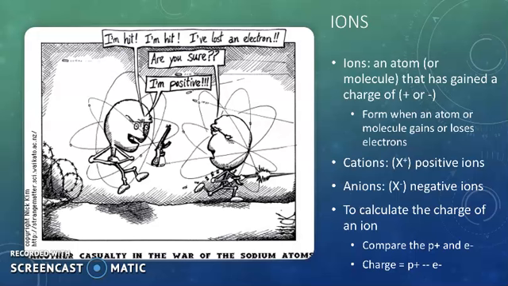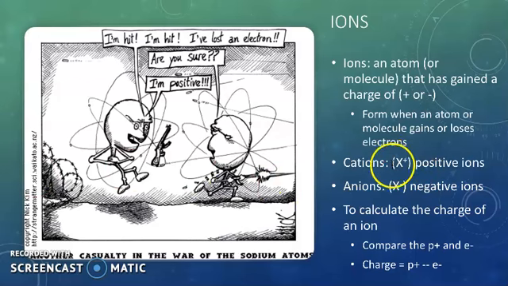To calculate the charge of an ion, you would just compare your protons and electrons. Your charge is equal to your protons minus your electrons. So if I have 10 protons and 8 electrons, my charge would be a positive 2. If I had 10 protons but 12 electrons, 10 minus 12 would be a negative 2. So my charge would be a negative 2. Whenever you're writing a charge, you have to have a positive or negative sign in front of it.